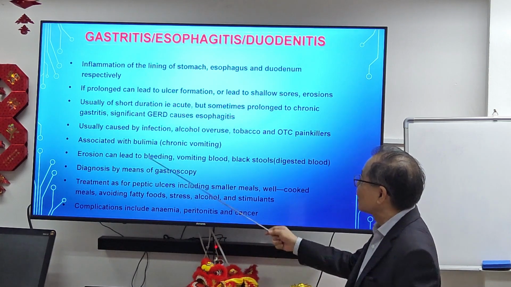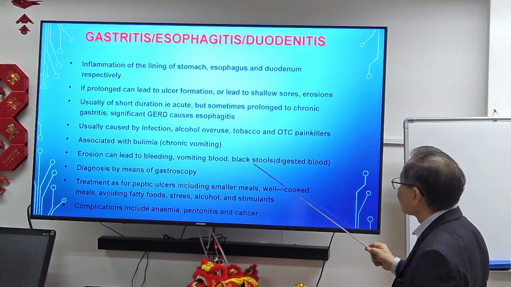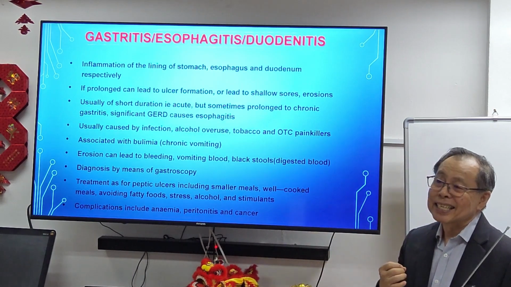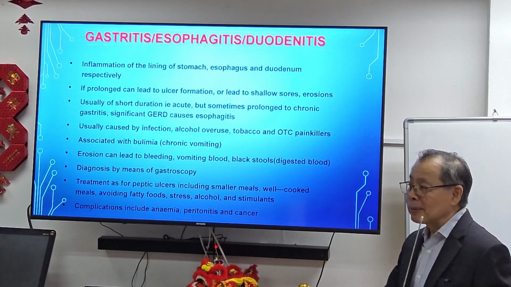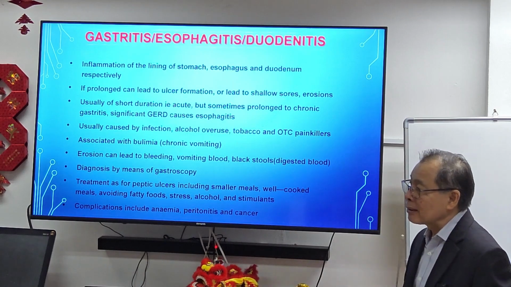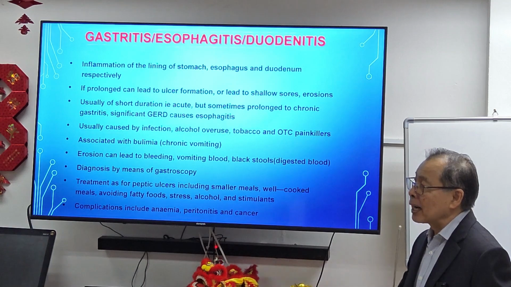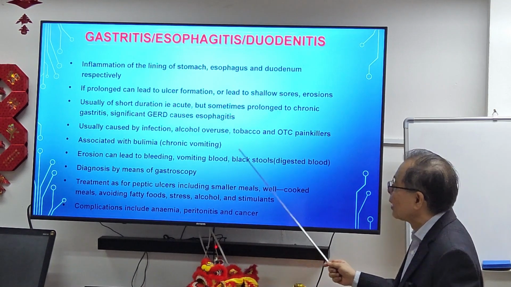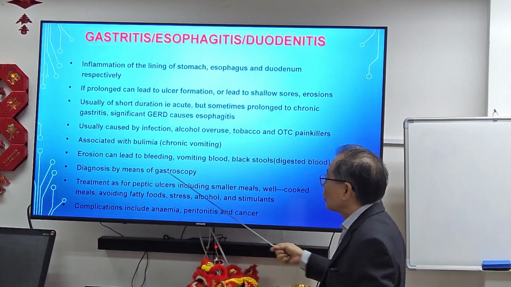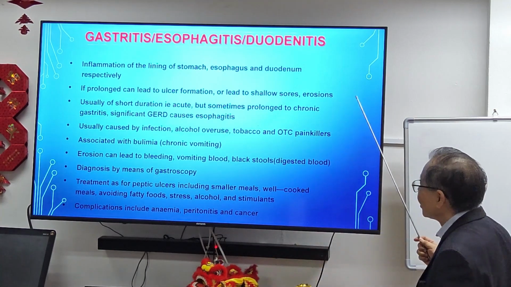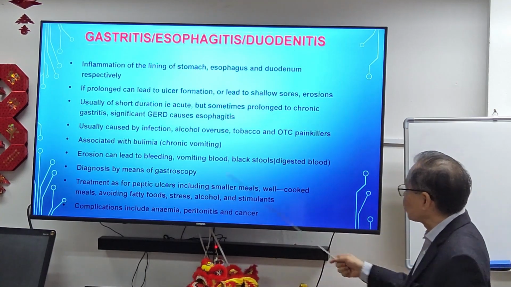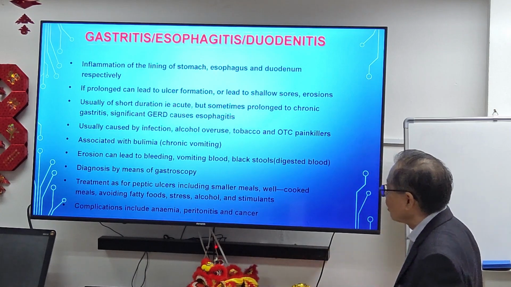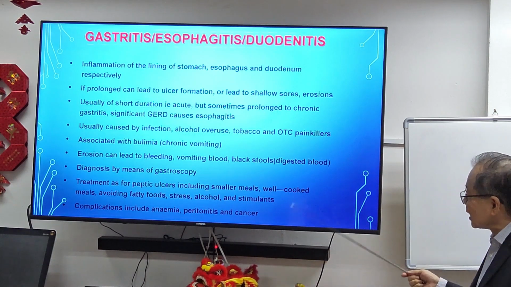When you have erosion, there's bleeding, vomiting blood, black stools. Black stools are caused by digested blood, right? When you have blood in your stomach and it passes out, it will be digested by the intestines and it comes out as black. And how do you diagnose? Do a scope. So treatment is the same as peptic ulcers: small meals, well-cooked meals, avoid fatty foods, stress, alcohol, and things that stimulate acid production.